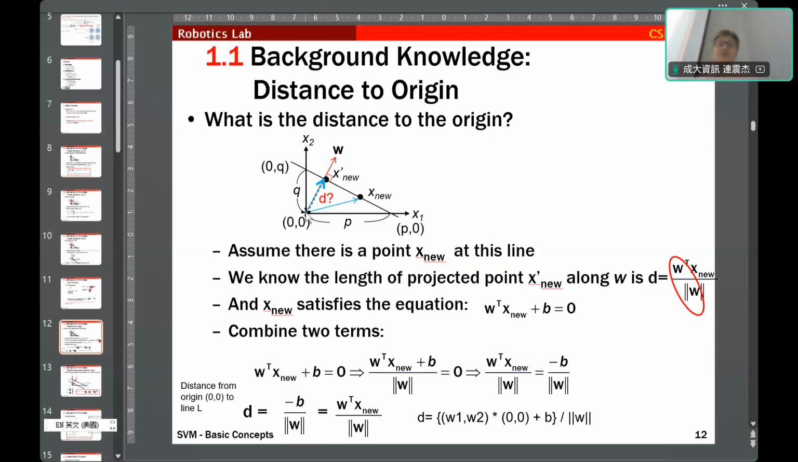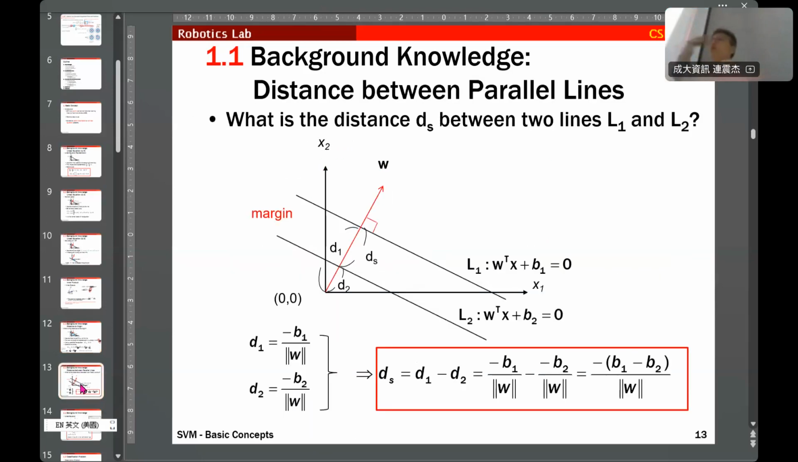This means that for a point outside this line, the distance between this point and the line is along the normal direction, and this is D. So D is found. We will use this later for the margin. I will talk about the margin, which will use this one. Let's continue, because the SVM comes from here and is related to this. We have already computed D. Now for two parallel lines, what is the distance between them?